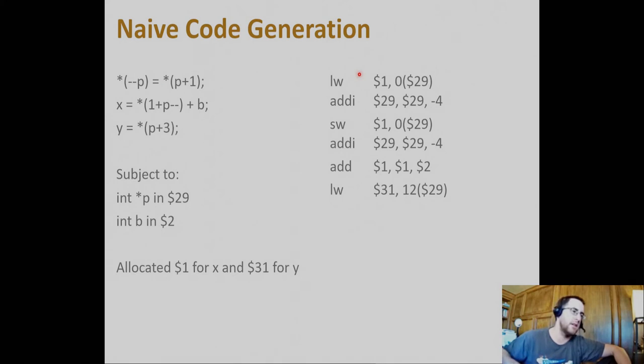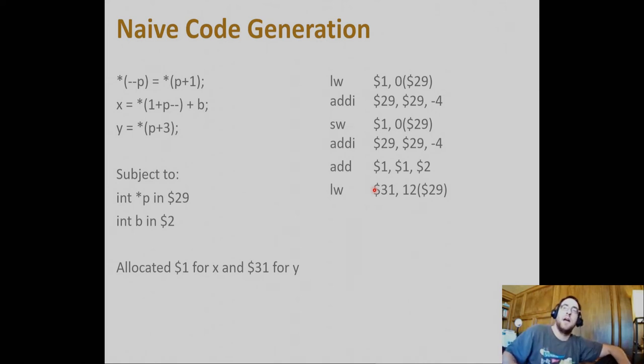You know what? I made it too complicated. Maybe just take it as it is. And then we decrement p again. And then we add the value b to the value of 1 plus p, which we still have, right? That 1 plus p and that 1 plus p are the same 1 plus p. And we store that back. Load in p plus 3, which is 12 offset from our current location. You don't have to convince yourself this is right. You can just take my word for it because I wrote it.